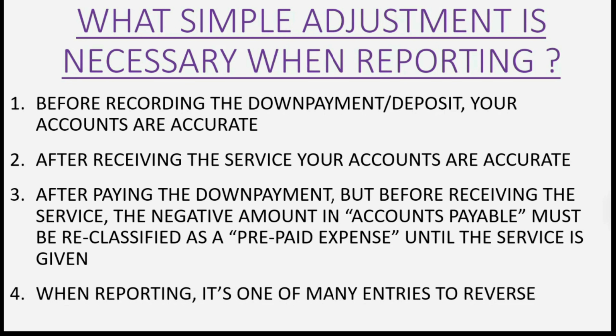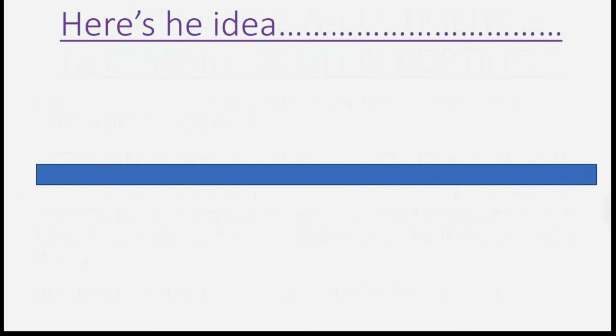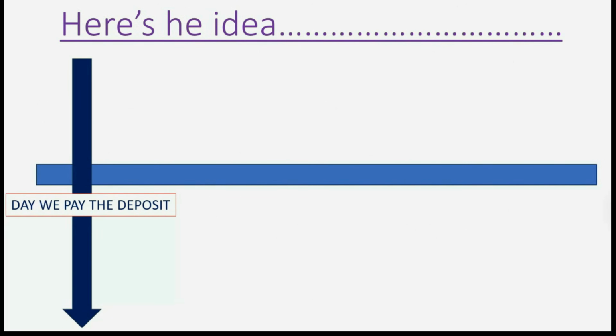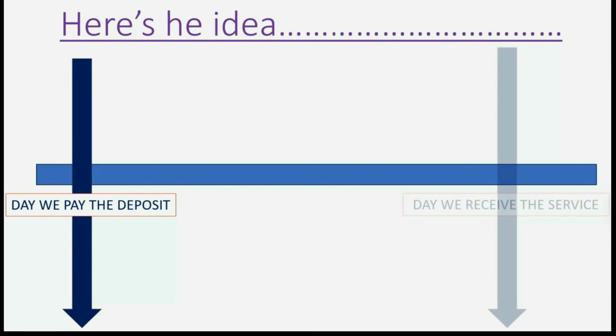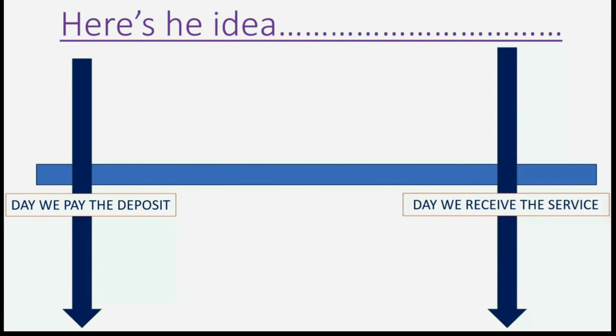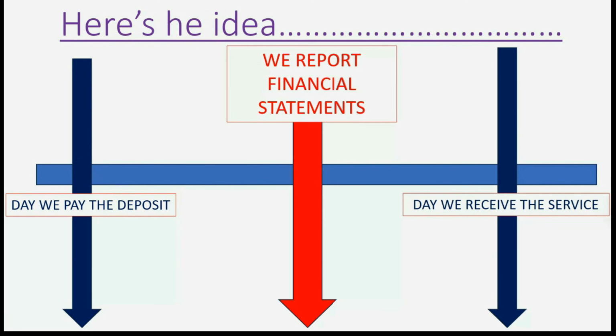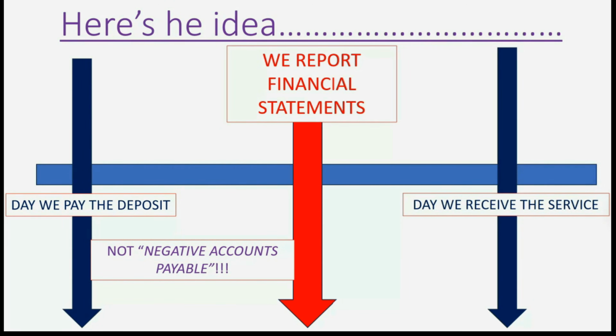So it's only one of many entries to make and then reverse. Here's the idea. Here's the moment we pay the deposit. Here's the moment we got the service. Now, if we make financial statements between the moment we paid and the moment we got the service and got the bill, this section here needs to be adjusted. You need to adjust during this time period for the difference in the accounts. And before you adjust it, it wrongfully says that it's a negative account payable.